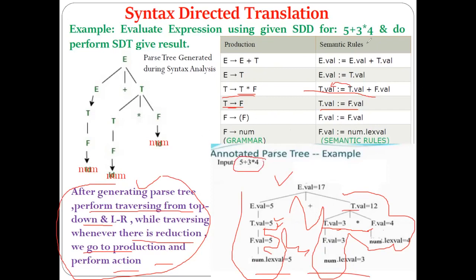Likewise, every expression is checked in this way. For every expression which is part of your source program, this kind of annotated parse tree, decorated parse tree, is generated, and then on that syntax directed translation is performed, traversing is performed, and with the help of that, the decision can be taken whether the particular expression or sentence is semantically correct or not, or whether it is meaningful or not.